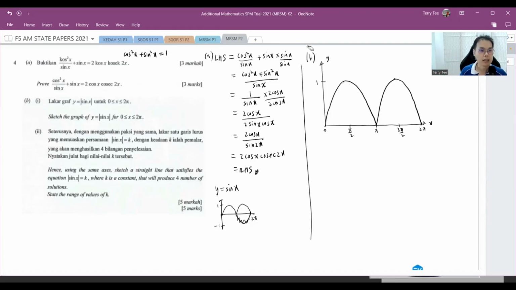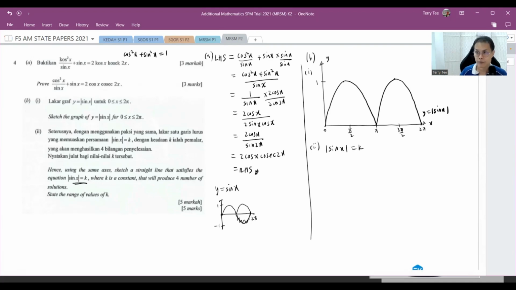Okay. Next, the graph of modulus sine x done. Next, what I need to do is to find the range of values k. They say to sketch a straight line that satisfies this equation, where k is a constant, that will produce 4 number of solutions. Okay, in order to have 4 number of solutions, right? Now, first of all, we know modulus sine x. This is Roman 1, Roman 2. Modulus sine x is now k.